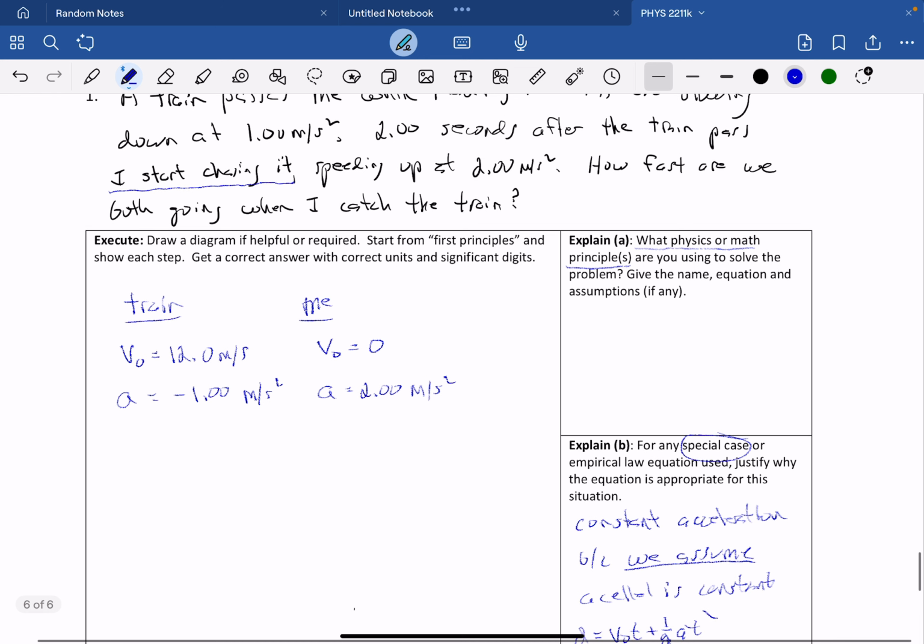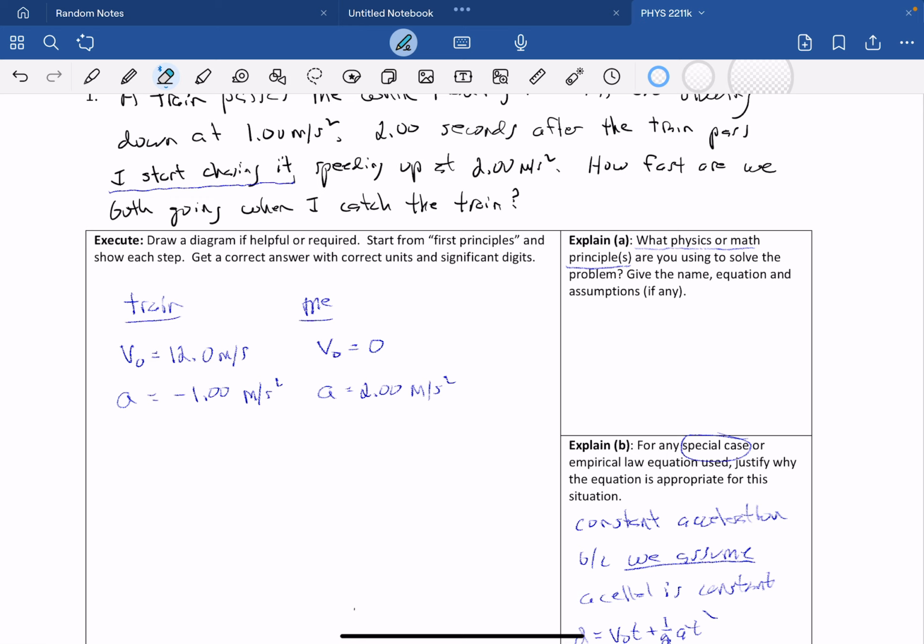All right. Now, the bad news is I only have 2 pieces of information for the train, and I only have 2 pieces of information for me. If I had 3 pieces of information, then we could plug into the constant acceleration equations and find the other 2. But I don't have 3 pieces of information. I only have 2, which means I'm going to have to be tricky.